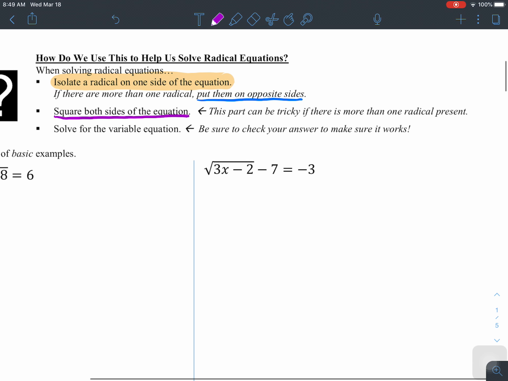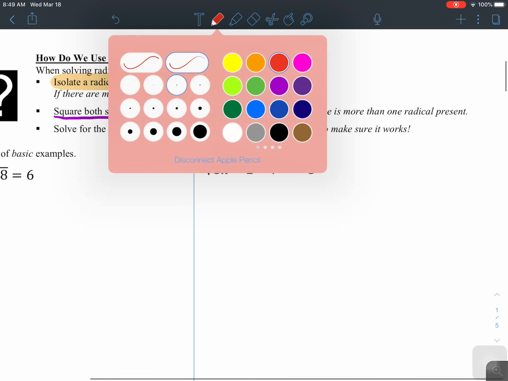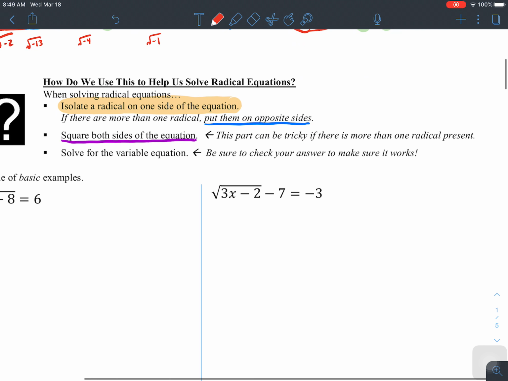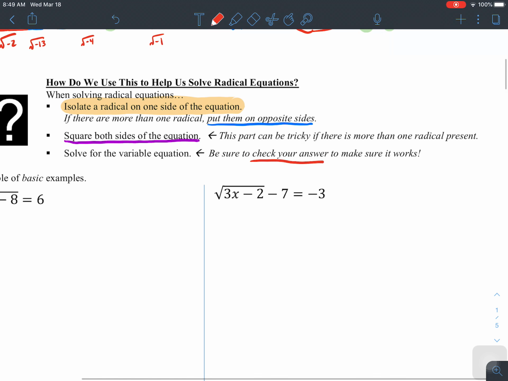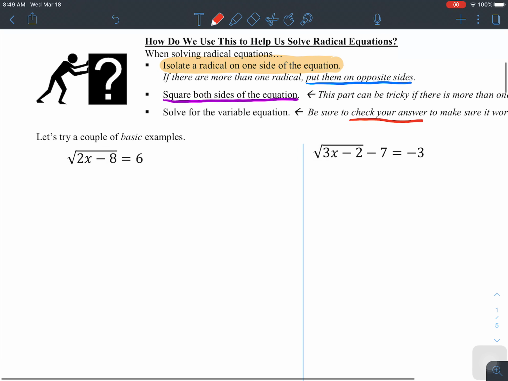It will be trickier when you have more than one radical present. However, there's going to be a visual way to organize your work to make it a little bit easier. And then we solve, and just like we learned before, we're going to make sure we check our answer. So we'll start with some basic examples first.